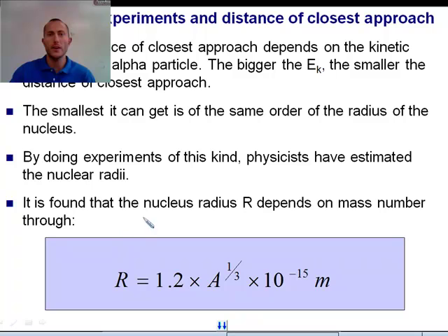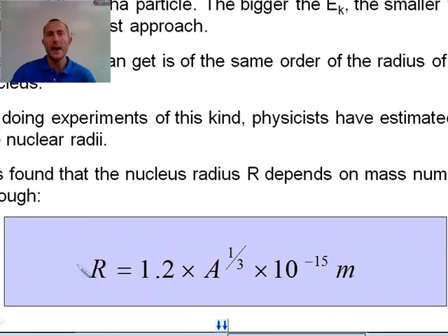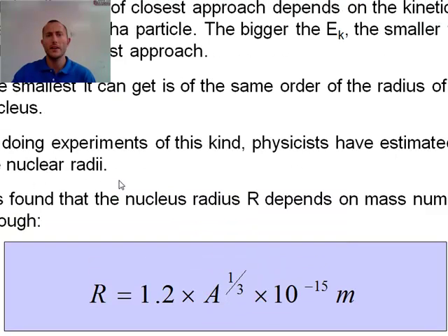So through that experimentation, they were able to determine that the mathematical relationship between the radius and the atomic mass of a nucleus was 1.2 times A, where A is the atomic mass, or the number of protons plus the number of neutrons, to the 1/3 power, times 10 to the negative 15th meters. This can give you the approximate radius of a nucleus with any given number of nucleons. So that's how we've experimentally found the radius.